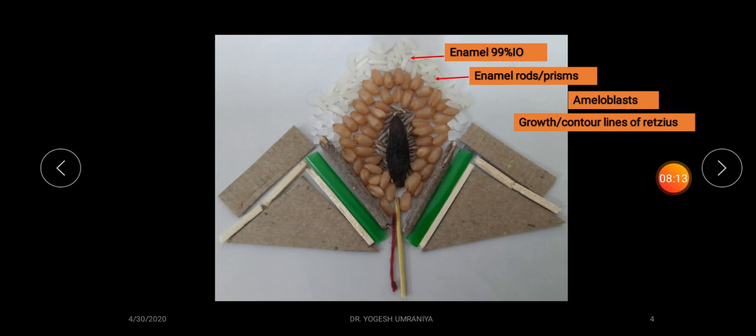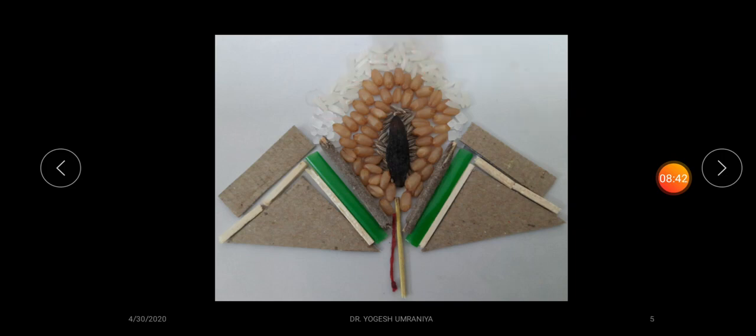And then you will find the gaps within this layer, okay, that is referred to as the growth or contour lines of the ridges, which are less mineralized as compared to the enamel rods as well as the prism component. We already discussed dental caries, in which there is damage to the enamel.